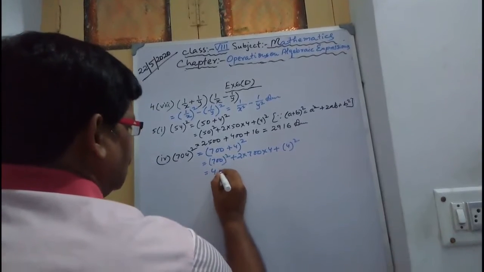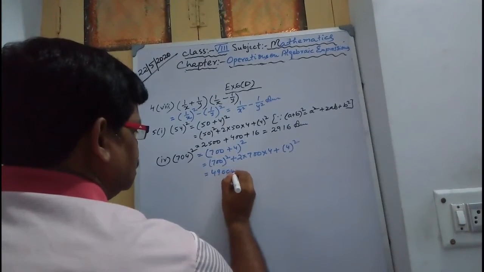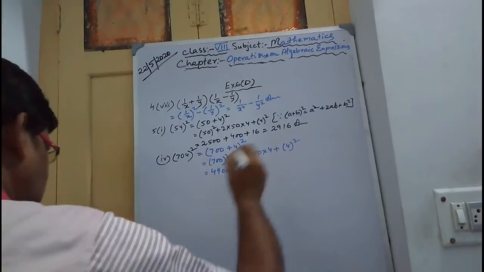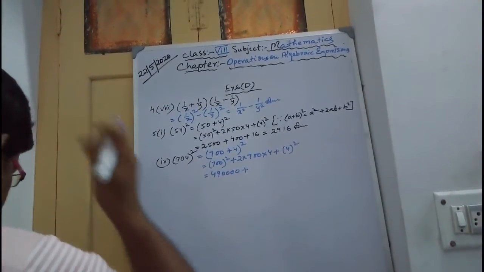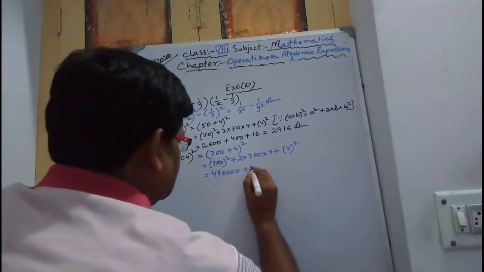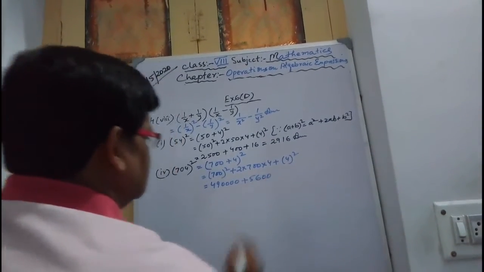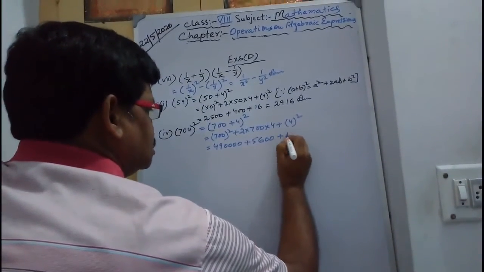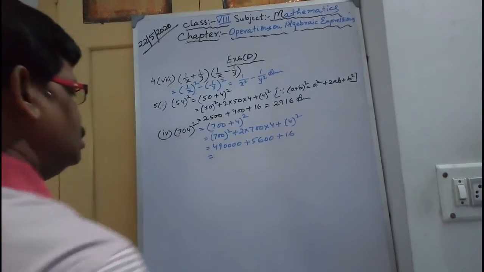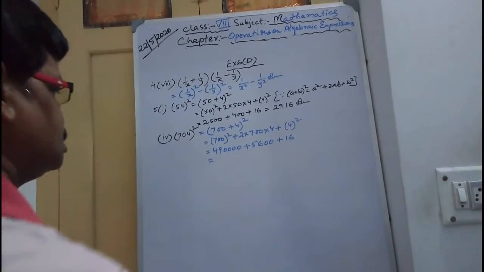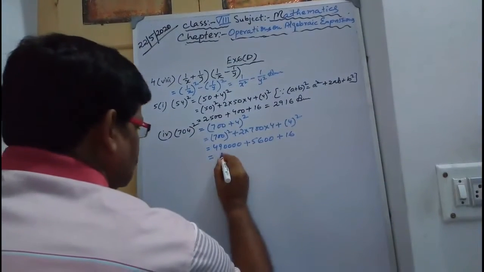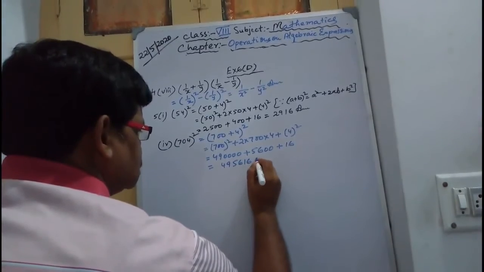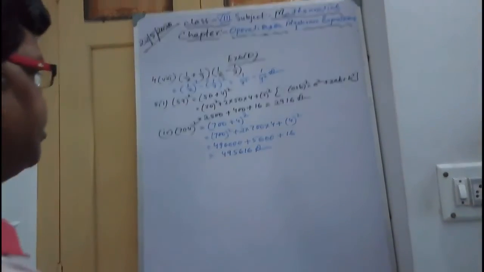So 700 square is 490000, plus 2 into 700 into 4, multiply this one, 5600, plus 4 square, 16. Now add these three numbers, which is equal to 495616. That is the answer.